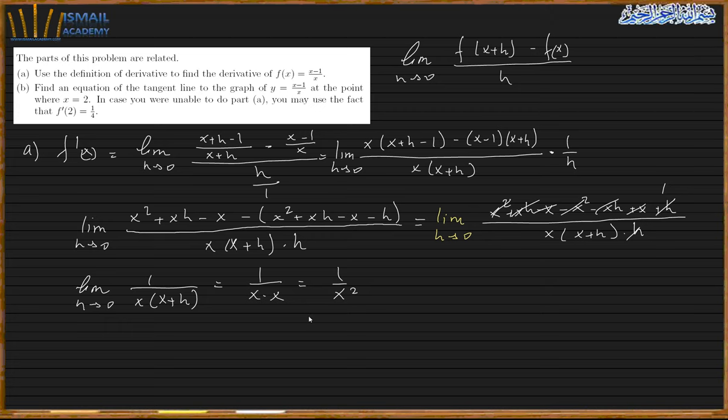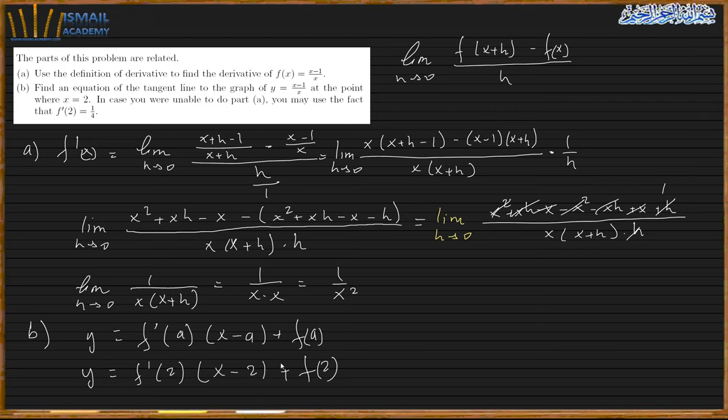So now they ask me to find the equation of the tangent line. Like I said again, the equation of the tangent line is y equals f prime of a times x minus a plus f of a. They want the tangent line at the point where x equals 2. So a is 2 here, so y will be f prime of 2 times x minus 2 plus f of 2. They already gave me the derivative, so I just need to substitute it here.